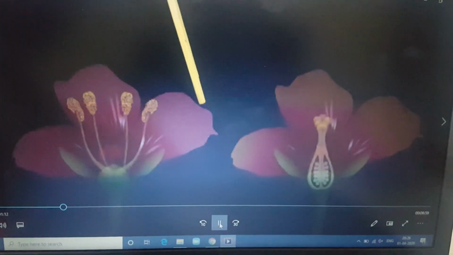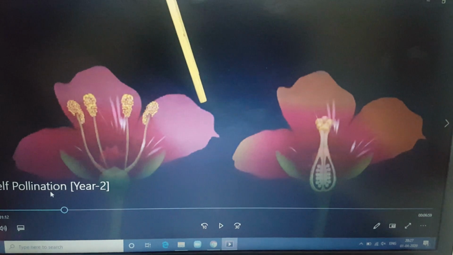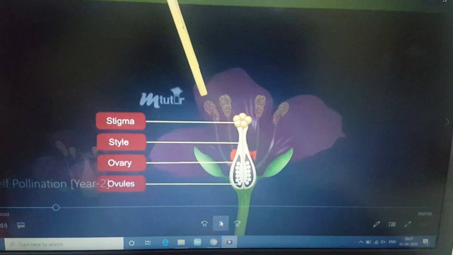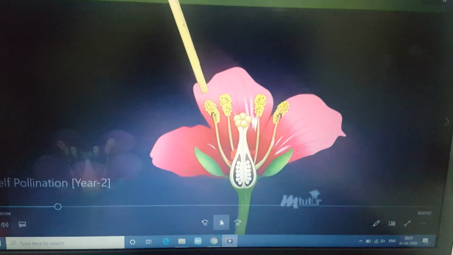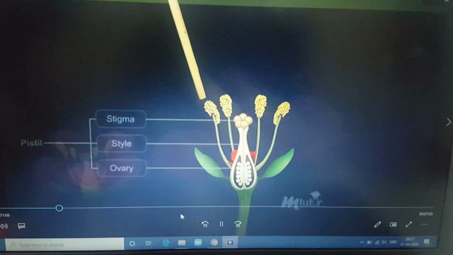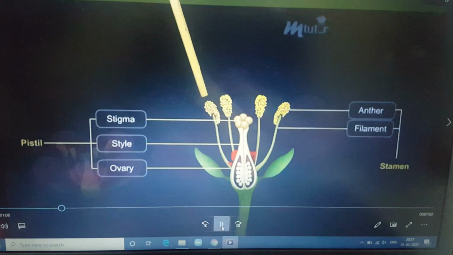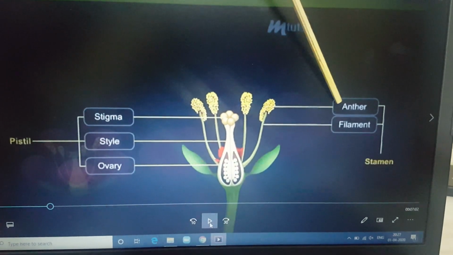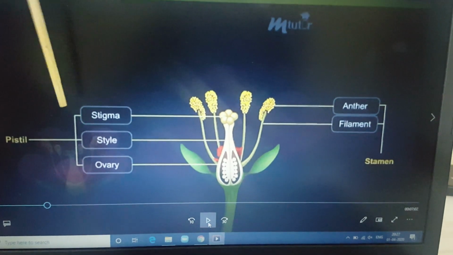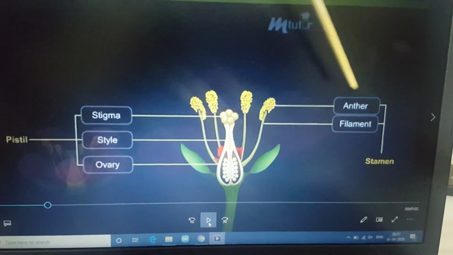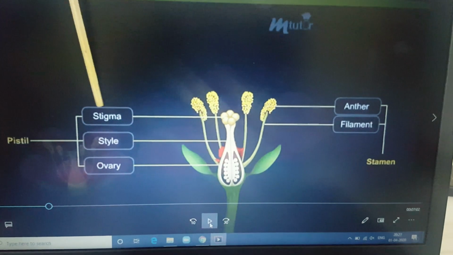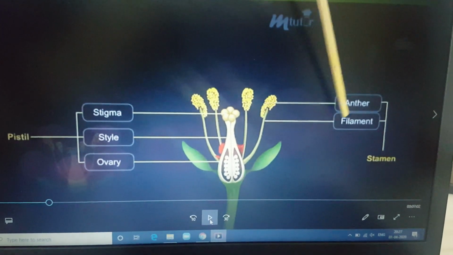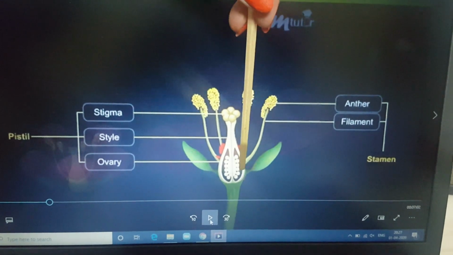Now when it comes to the male part of the flower, the stamen has two parts, that is anther and filament. In this flower you can see both the pistil and the stamen. Pistil is divided into stigma, style and ovary, whereas stamen has two parts, anther and the stalk-like filament.